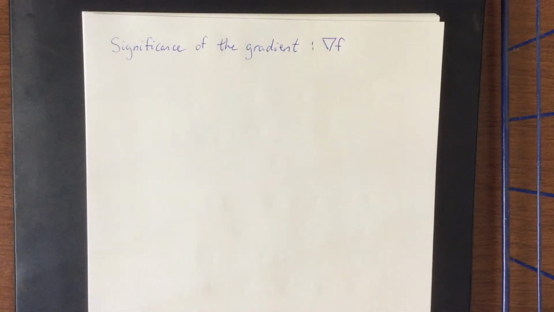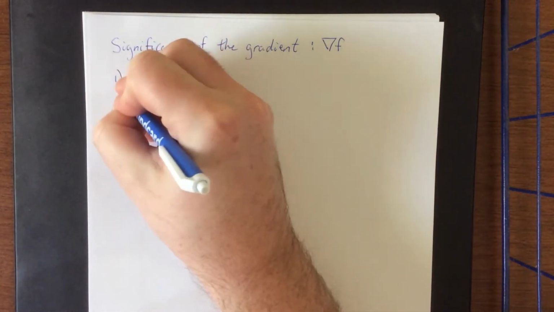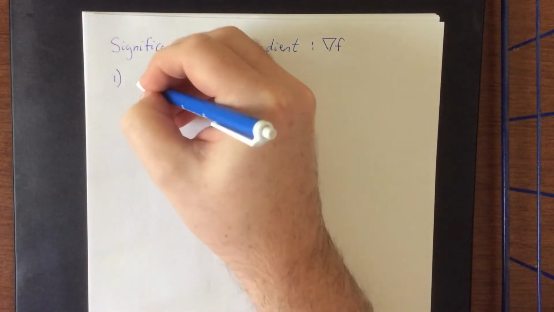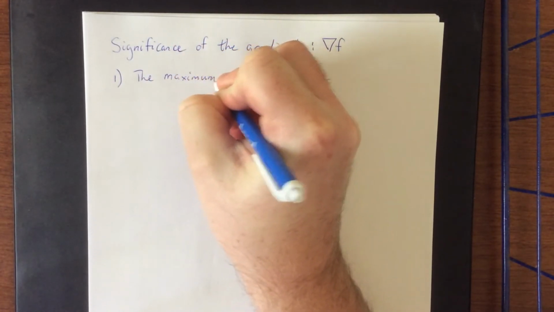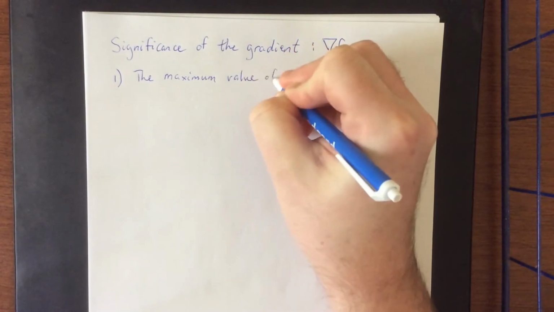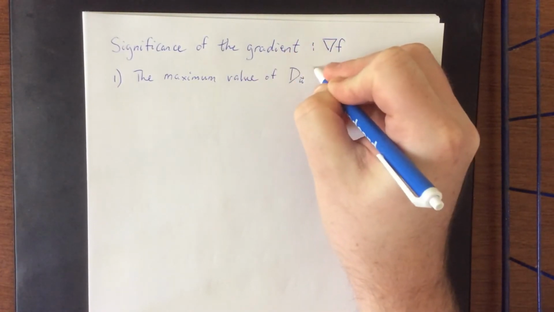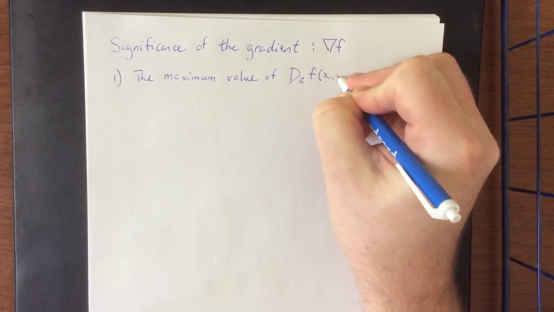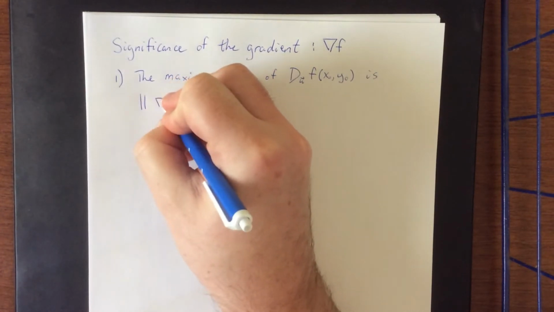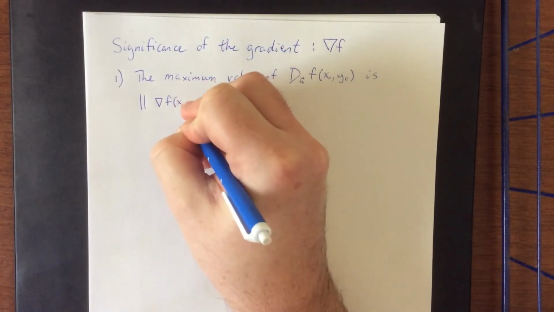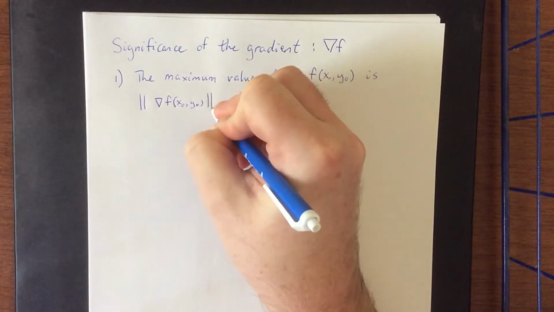In this video, we're going to describe the significance of the gradient of a given function outside of just its use with the directional derivative. So the first significance of the gradient is that the maximum value of the directional derivative at a given point is the magnitude of the gradient at that point.